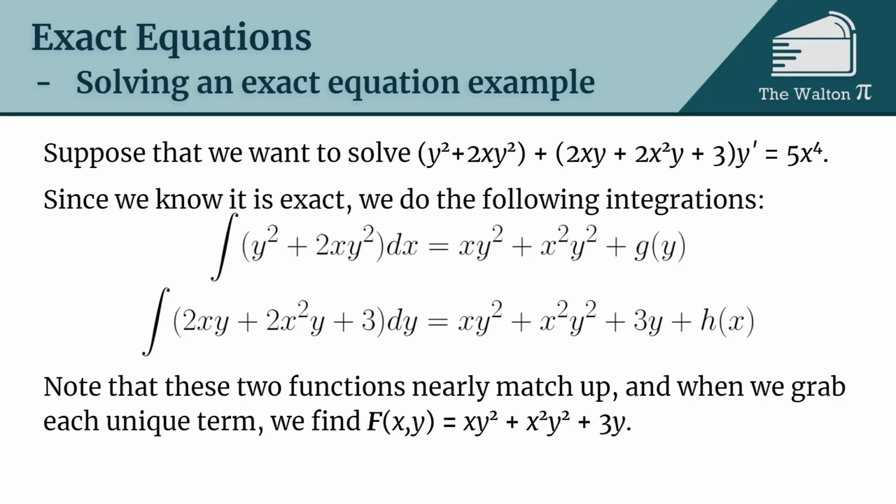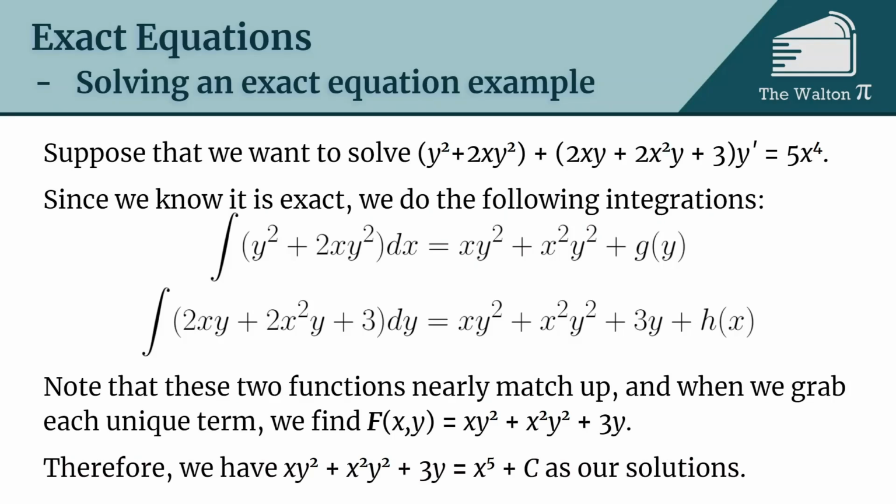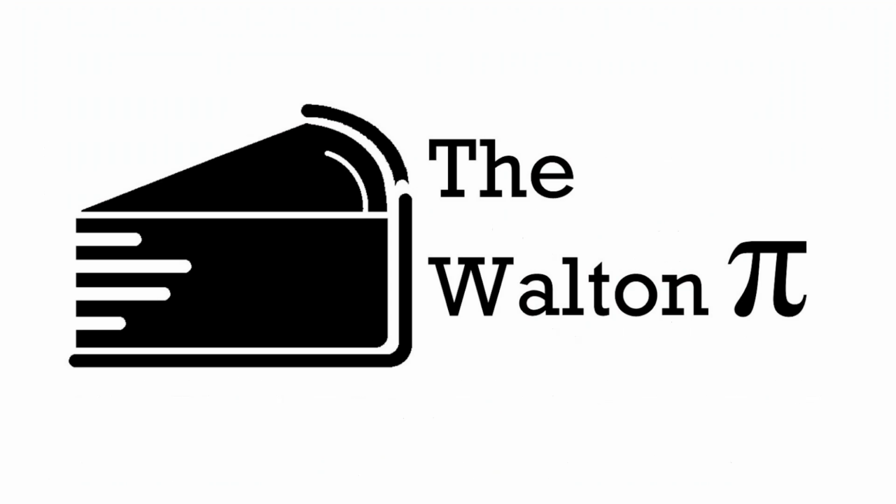Now, this is just a coincidence that we didn't have an h of x term anywhere. Sometimes you would, and so you'd have to go through and deal with all of that. But that means that that is going to be the integral of the left-hand side of our differential equation. So that means that we have, as our solutions, xy squared plus x squared y squared plus 3y equals the integral of the other side, which is x to the 5th plus c. And anything that satisfies that is going to be our solution. Then it's just a matter of, can you try and solve for y, and then that would be how you would finish out this problem.